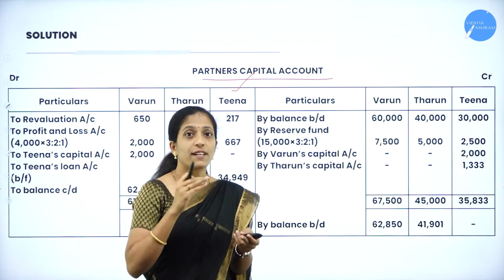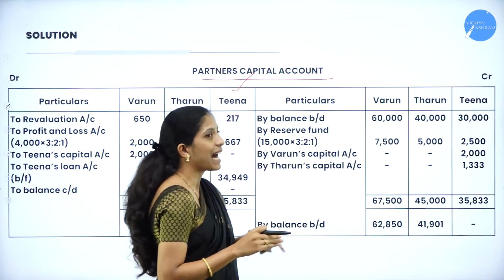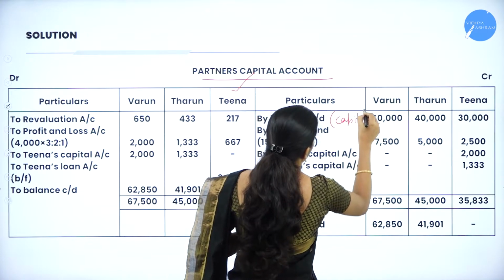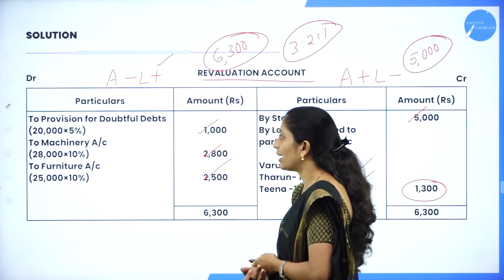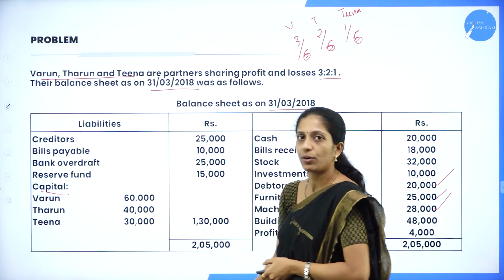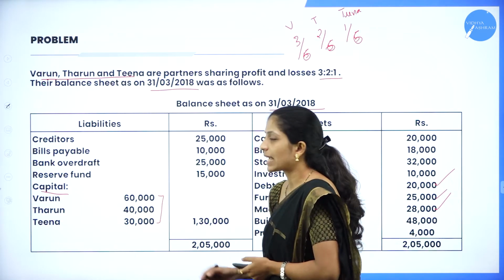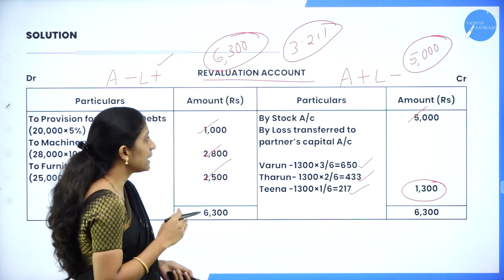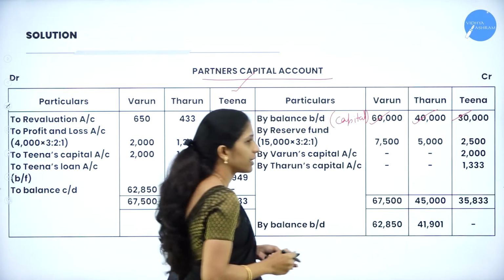Now, as usual, first we will bring the capital of all the partners. So, how to write it? By balance brought down. It is the capital of all the partners. Now, where do we get this capital? That is in the balance sheet. If you go through the balance sheet here, yes, they have given the capital of all the partners, Varun, Tarun and Tina, 60,000, 40,000 and 30,000. So, we have to take this capital as by balance brought down. So, how to record in partners capital account? That is in the credit side, by balance brought down 60,000, 40,000 and 30,000.